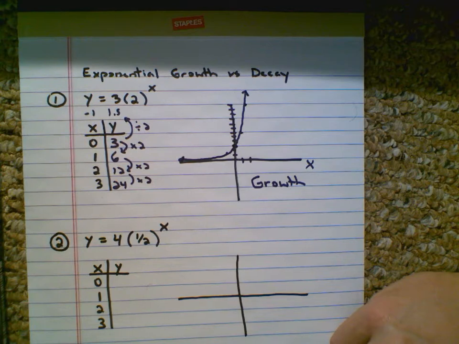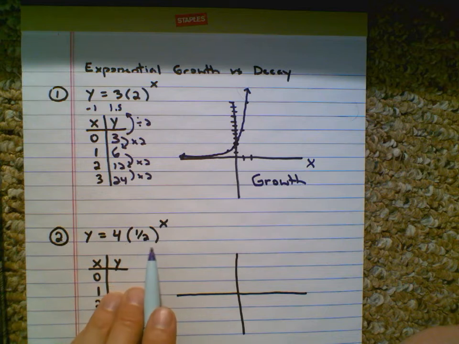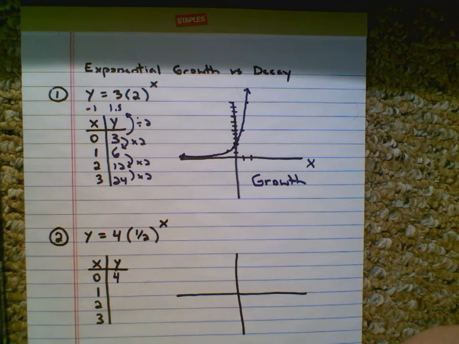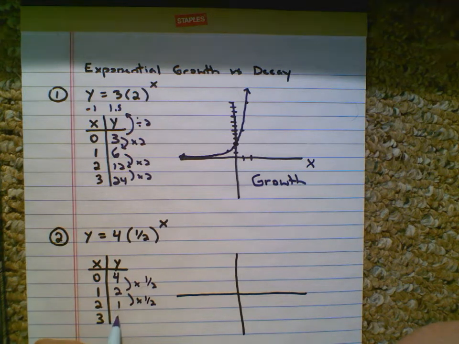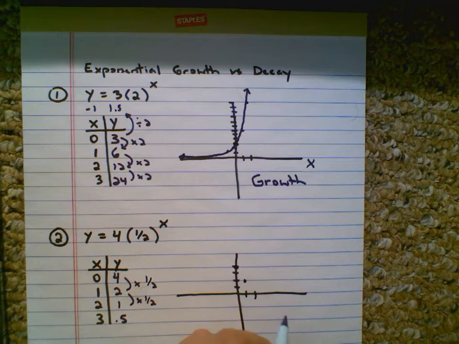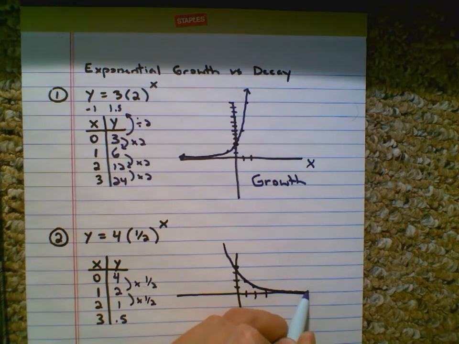If we look at the second one, here I have y equals 4 times 1/2 to the x power. Once again, the 4 represents our starting value, so I'm starting with 4. And then the 1/2 is what I'm multiplying by every time I move down the table. So 4 times 1/2 is 2, 2 times 1/2 is 1, and then half of 1 is 0.5. So if I graph these, I'm starting at a height of 4, at 1, I'm at 2, at 2, I'm at 1, and at 3, I'm at a half. Once again, you'll notice it's curving, and this time it's trailing off towards the x-axis over here.